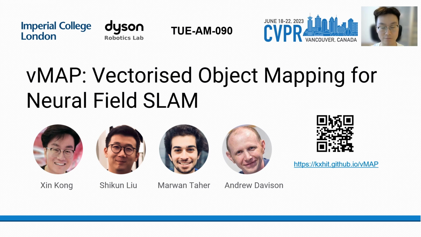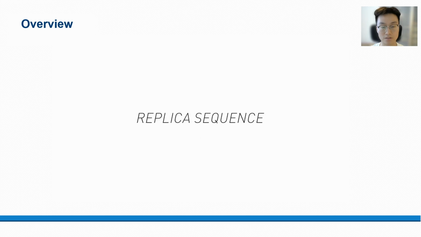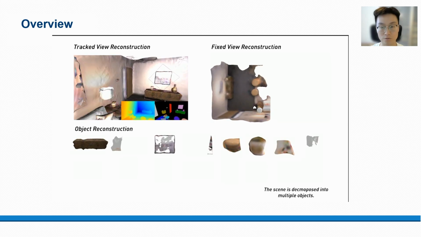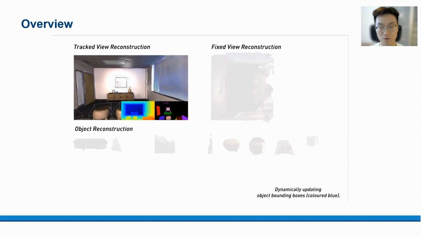Hi, we present vMAP, Vectorized Object Mapping for Neural Field SLAM. vMAP is an object-level dense SLAM system using neural field representations. Each object is represented by a small MLP, enabling efficient dense object modeling without the need for 3D priors.